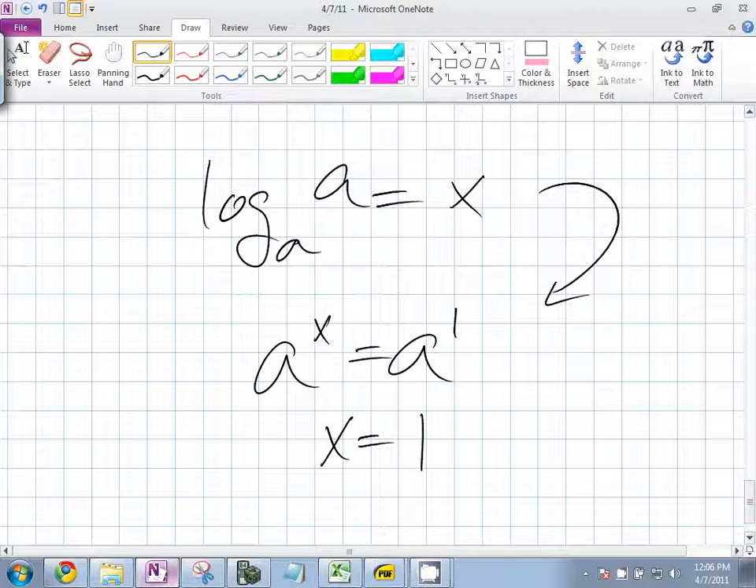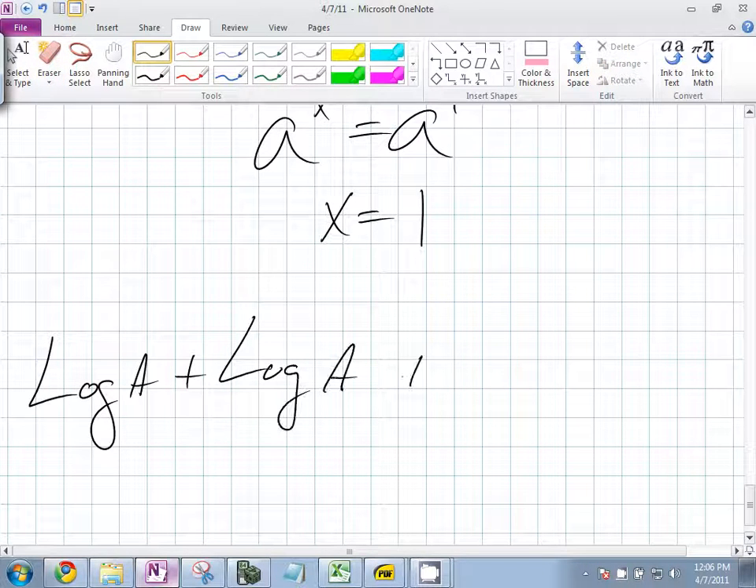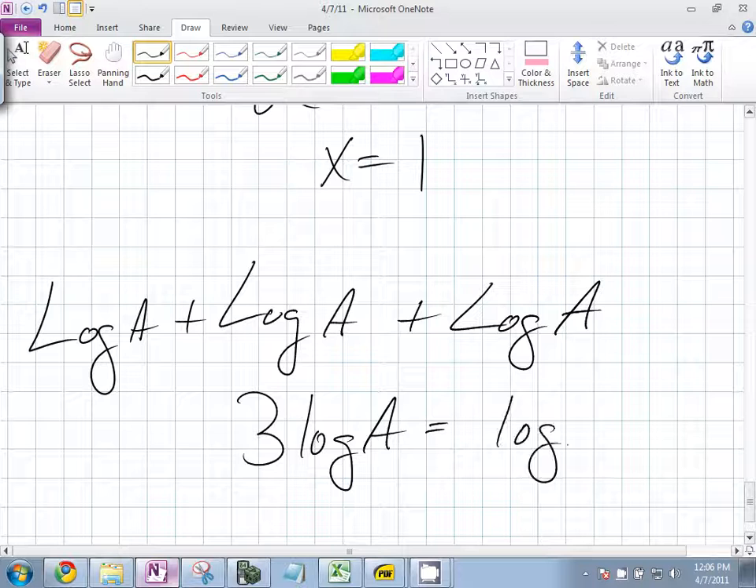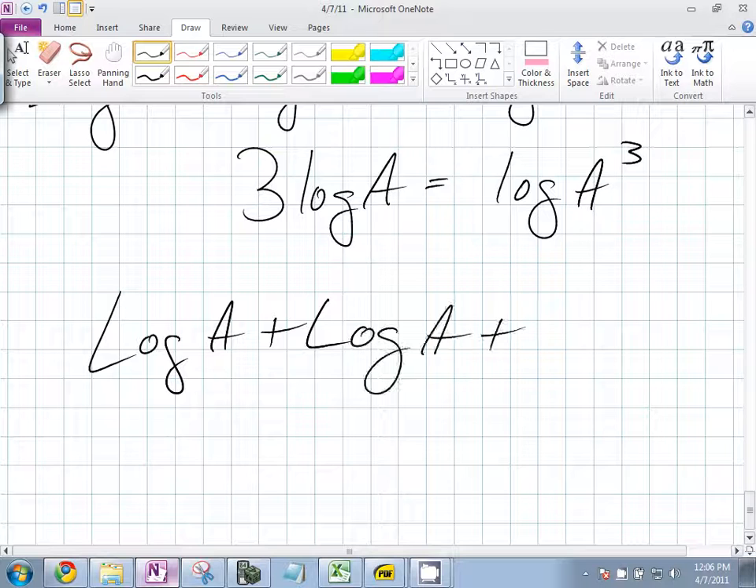And you have to realize that all of these log rules, someone asked in the last class, where do these log rules come from? Well, they kind of come from each other. For example, log of A plus log of A plus log of A. How many log of A's do you have there? 3 of them. And what can you do with the 3 in the front? A to the third.